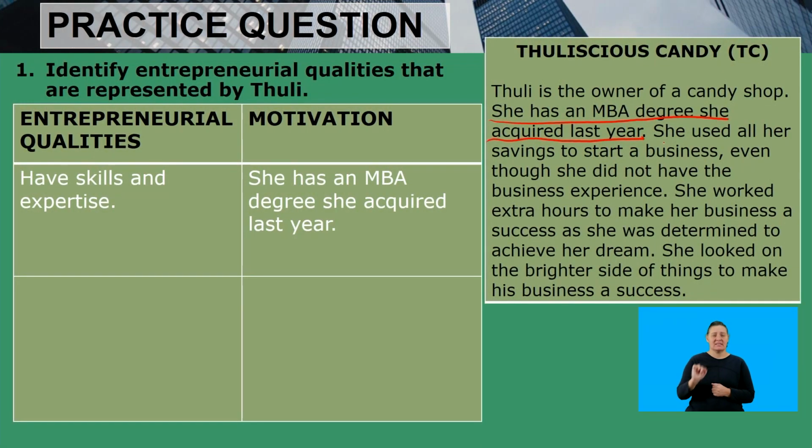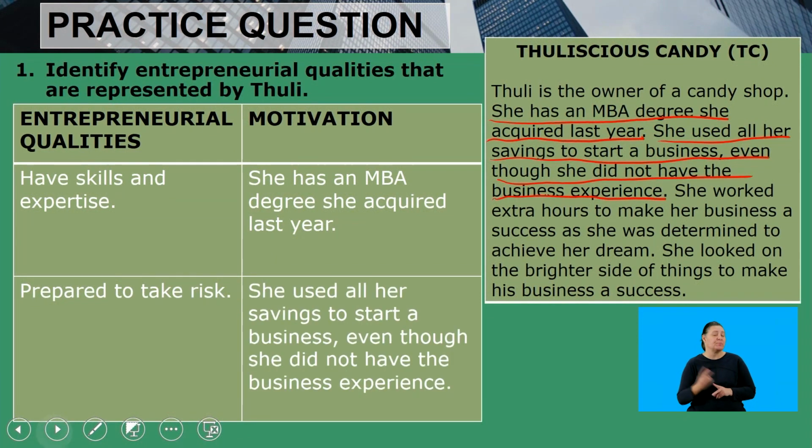Okay, she used all her savings to start a business, even though she did not have the business experience. So obviously, she took all her savings and decided to start a business. So that sentence simply tells us that Tuli is a risk taker. She was prepared to take risks.